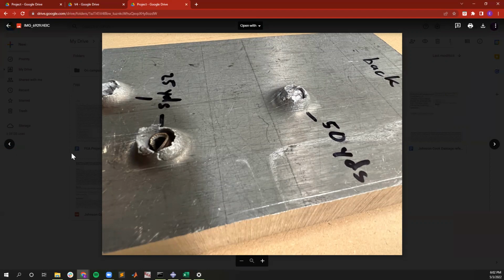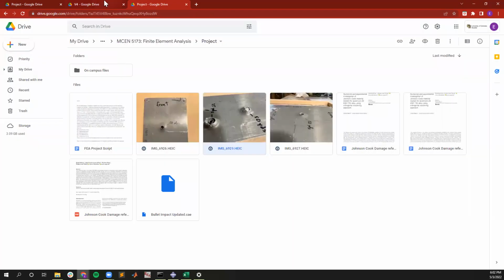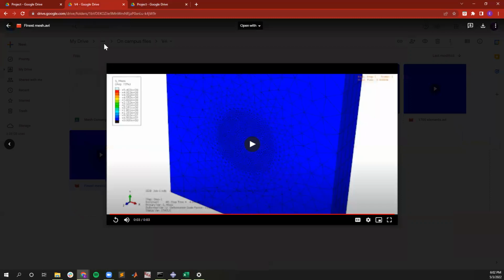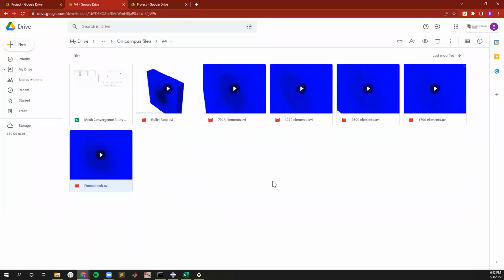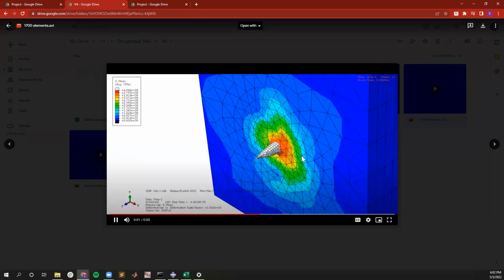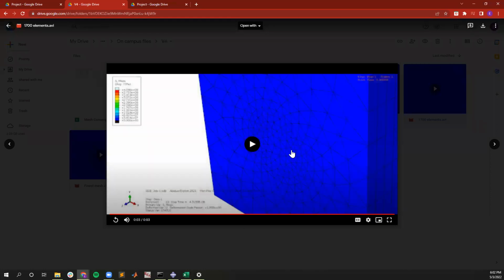So as mentioned, I want to do a little mesh convergence study to see how many elements would be able to accurately predict the deformation. As you can see, I have numerous videos of different amounts of elements in the plate. First is about 1,700 elements, and as you can see, there is not much deformation whatsoever. It's a pretty terrible model and not very realistic.